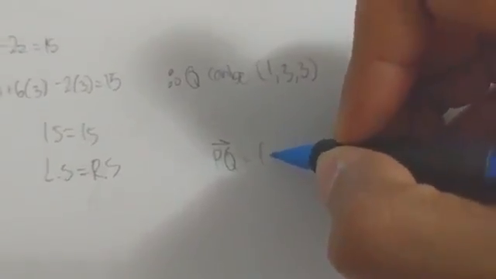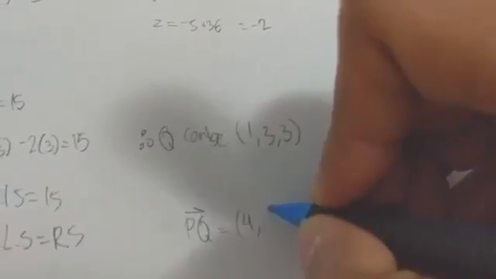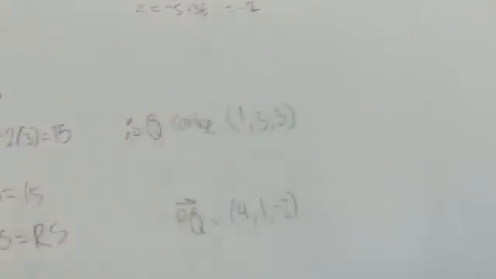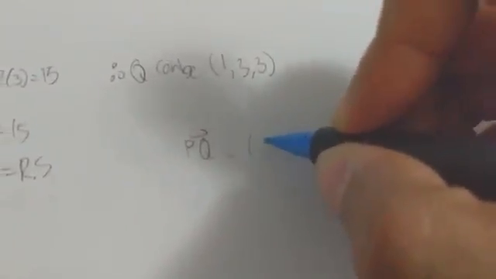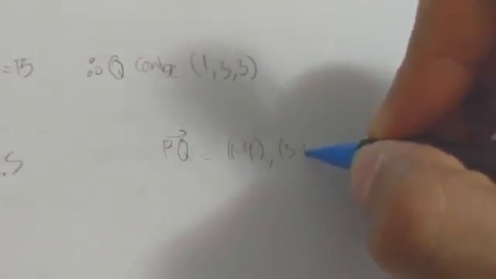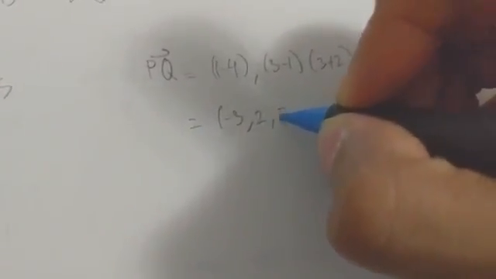And now we need to find vector PQ. So in order to do this, we take our point P, which is 4, 1, and negative 2, and we take our point Q, and now we need to find our vector PQ. So that is 1 minus 4, and then 3 minus 1, and 3 minus negative 2, so that's 3 plus 2, and that gives us negative 3, 2, and 5.